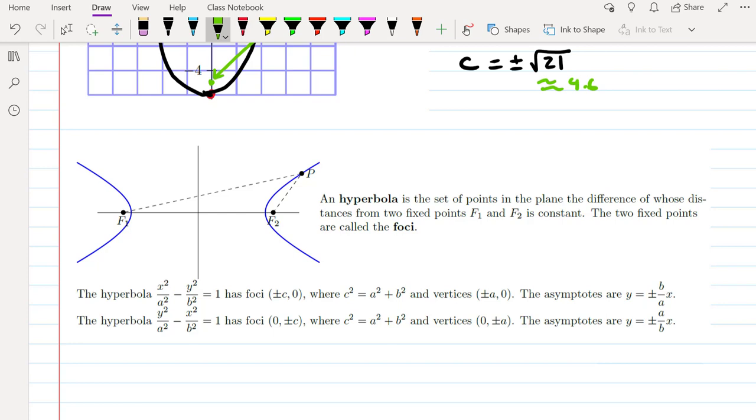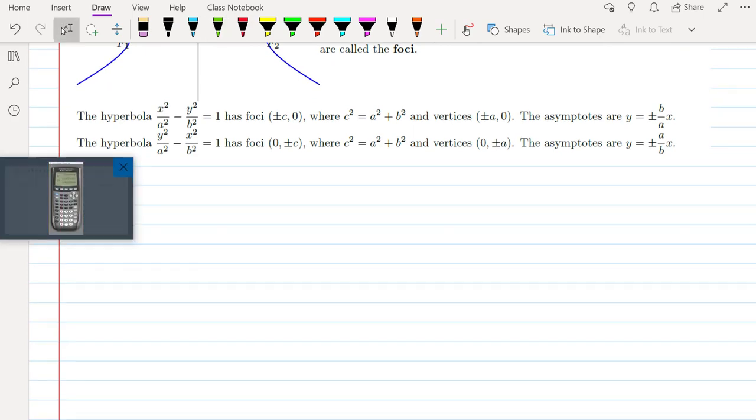So notice in this case, we don't have any relationship on which is bigger, like with the ellipse, a or b. This time, which one of them is positive determines the axis on which the vertices and the foci are. So with the hyperbola y squared over a squared minus x squared over b squared equals 1, its foci are still at c, but they are now on the y-axis, and the vertices are also on the y-axis. And notice that now the asymptotes are y equals plus or minus a over b times x.